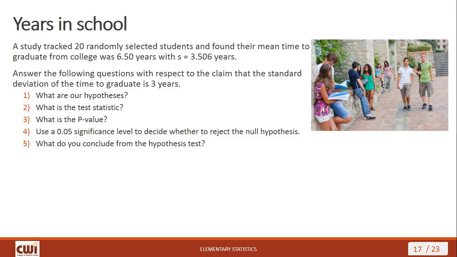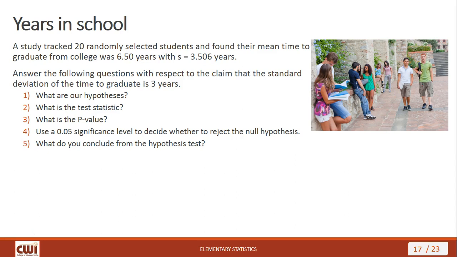Let's look at another example. And yes, this is the same example problem that we saw in the last lecture. The study tracked 20 randomly selected students and found their mean time to graduate from college was 6.5 years with a standard deviation of the sample of 3.506 years. So same questions as before, but now we're asked to answer them with respect to the claim that the standard deviation of the time to graduate is 3 years.